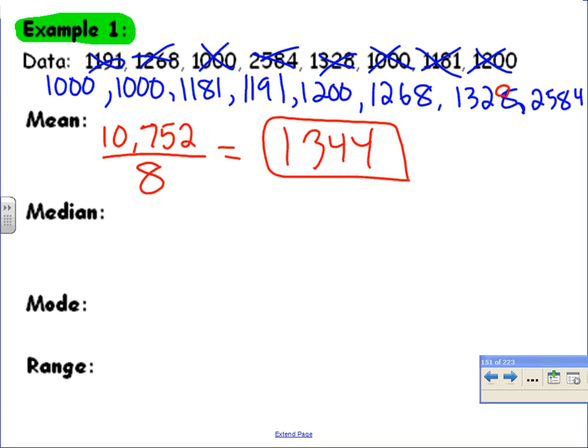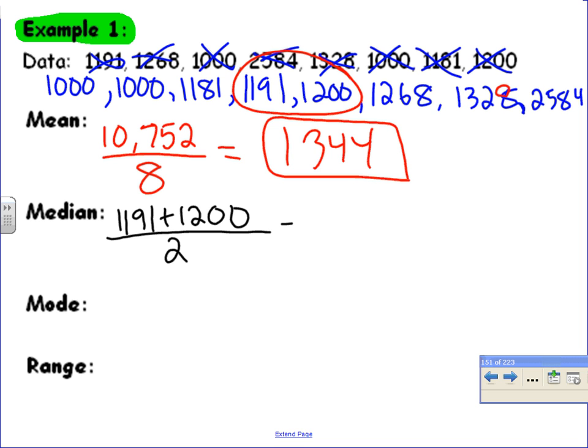Okay, the median. It's the middlemost number. There's an even set of data points. How do you do that if there's an even set of data points? Good job. So I'm going to circle the middle two most numbers. So circle those middlemost numbers. We need to add them. So 1191 plus 1200, divide by 2.